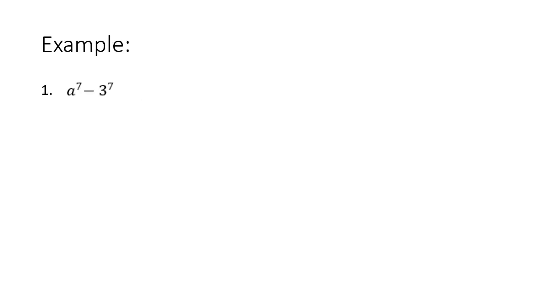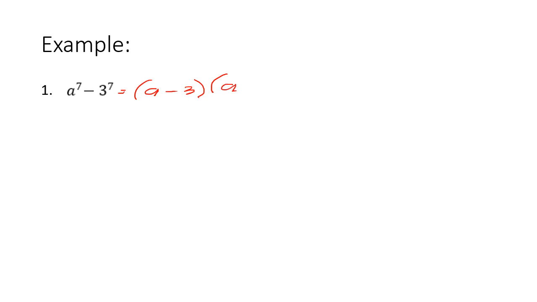So for example, let's have this as our example here. You have a raised to 7 minus 3 raised to 7. With that, you need to get a minus 3. Then, since it is 7, you subtract 1, so 6 is the exponent of this.